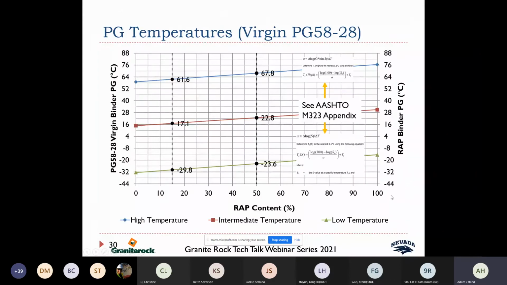Now this slide's really busy, and the point here is not to go through the details. This is a blending chart for looking at the binder low, intermediate, and high temperature properties. Again, I don't want to get too technical here. The idea is just to recognize that you can do that for low, intermediate, and high temperatures, and that helps you select how much RAP you can use.